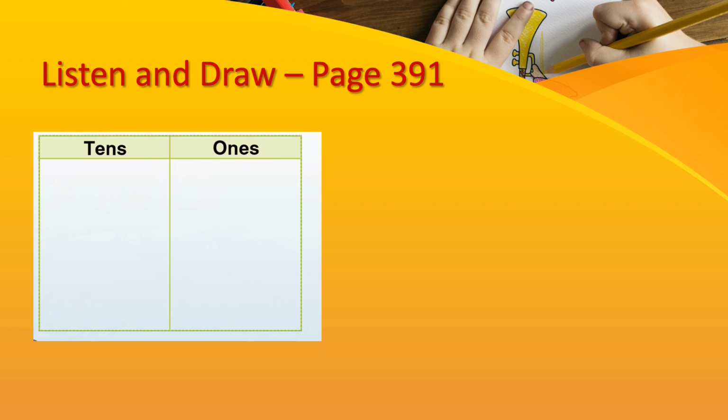Listen and draw. Students, we will use this table to understand the listen and draw that is on page 391. Manuel read 34 pages in a book. Then he read 45 more pages. How many pages did Manuel read? As you can see, I have put tens and ones. So first, he read 34 pages and we will use 3 tens and 4 ones.